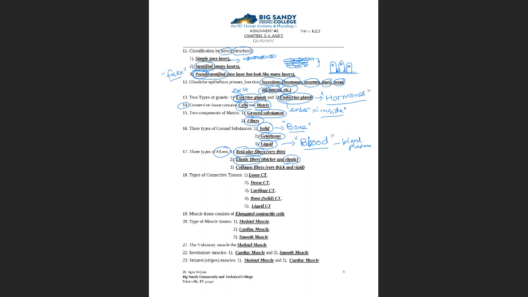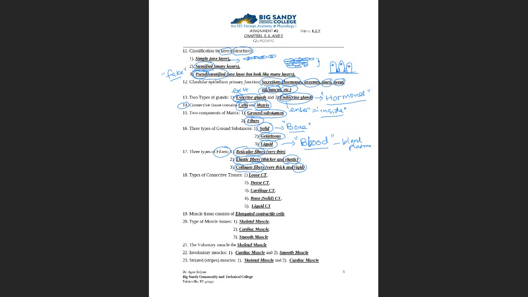And the last one is collagen fiber. This is the thickest one and the strongest one. It is a thick and a little bit rigid type of fiber. So these are the fibers of the matrix of the connective tissue.